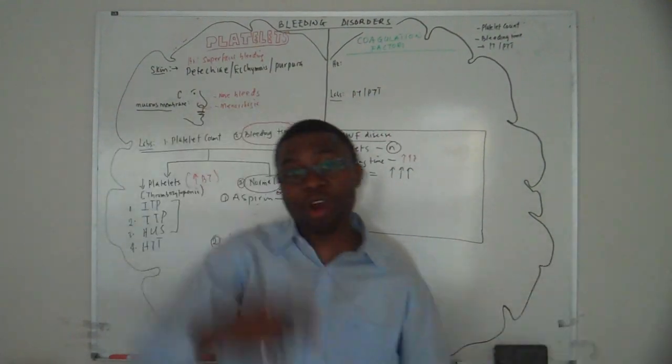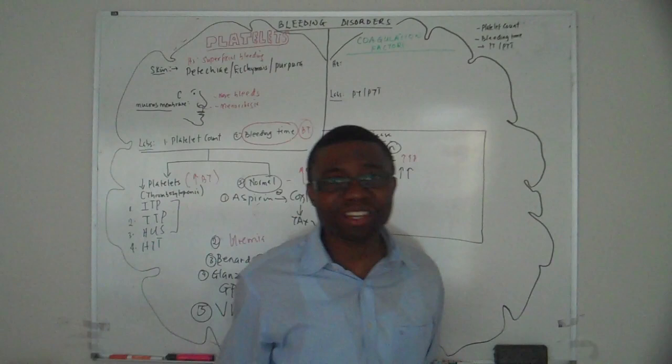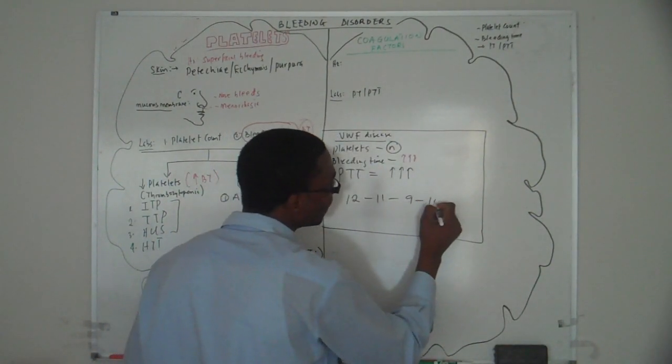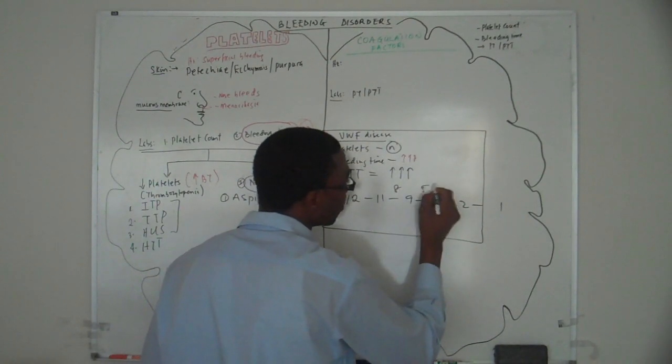We're going to war, right? It's 1972 cofactors. It has nothing to do with this cute little mnemonic I gave you: 11, 9, 10, 2, 1, right, 7. This is where 8 is and this is where 5 is.